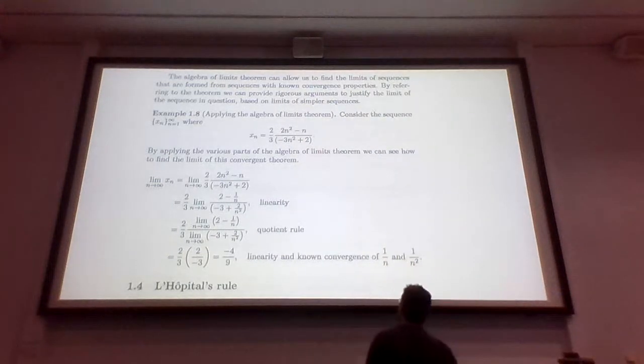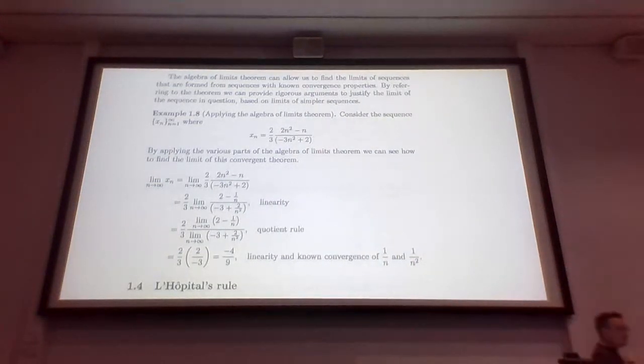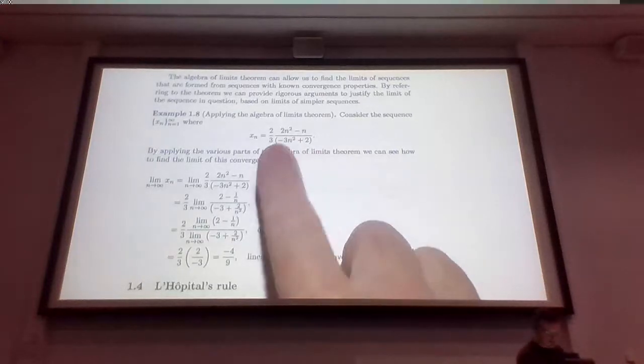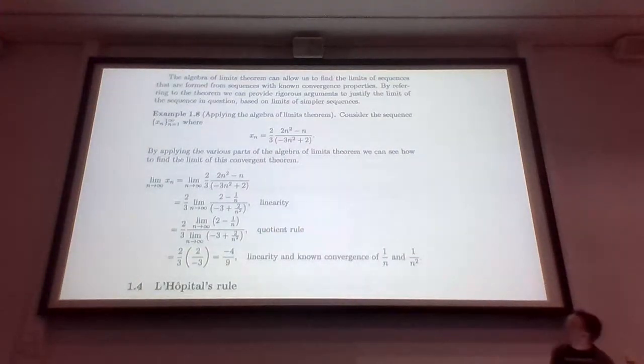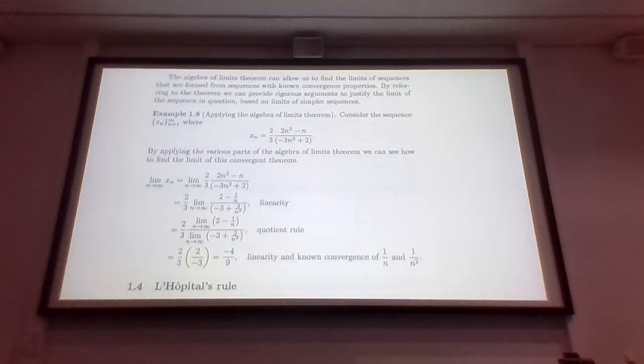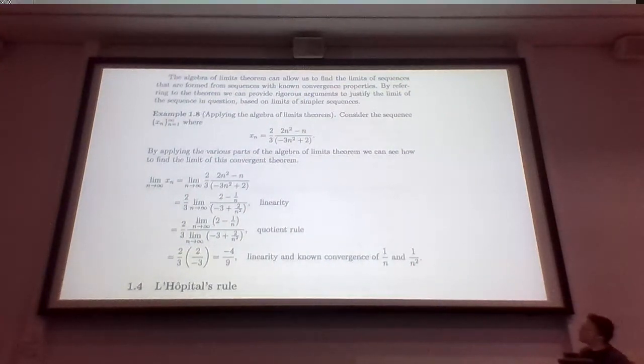So in this example 1.8, we see a typical treatment of a sequence. Here's a sequence xn defined by this formula here, 2/3 of 2n squared minus n divided by minus 3n squared plus 2. Okay? So it's a bit of a convoluted description of a sequence.